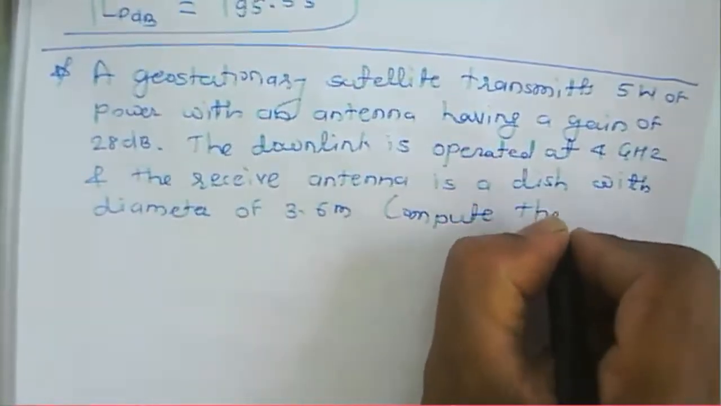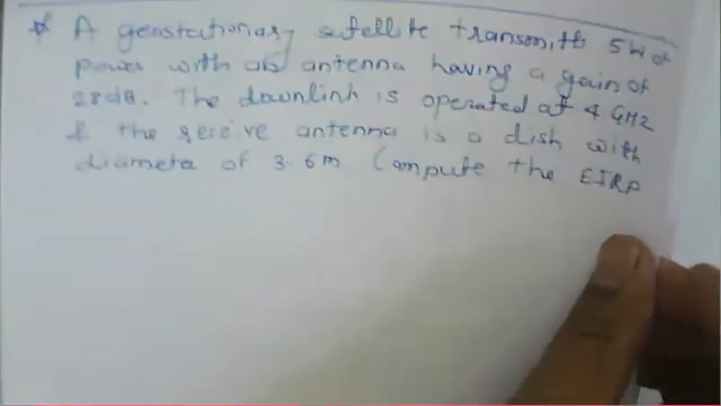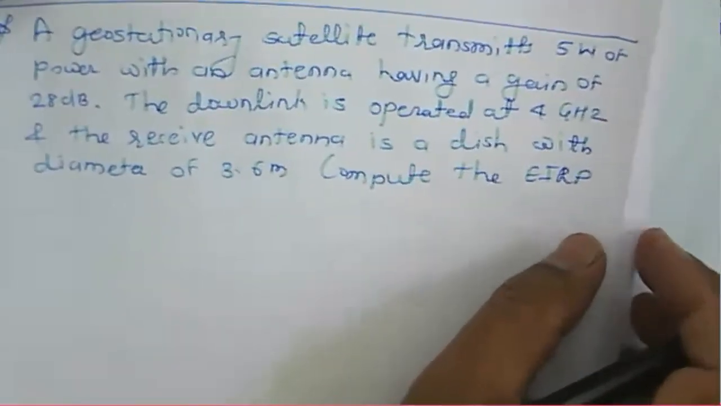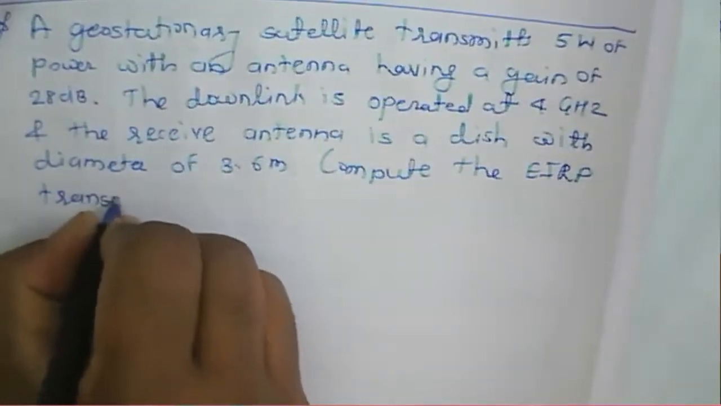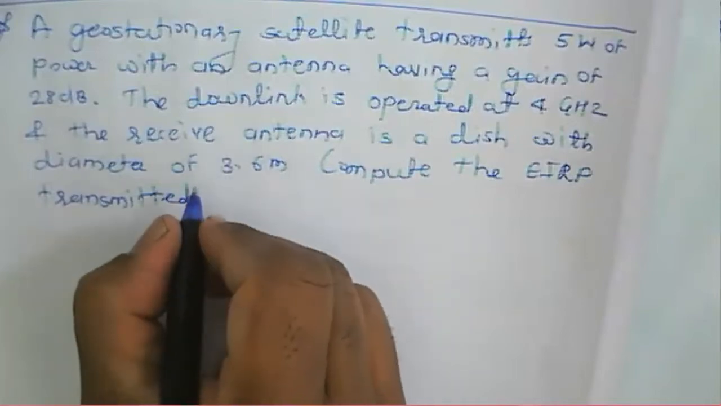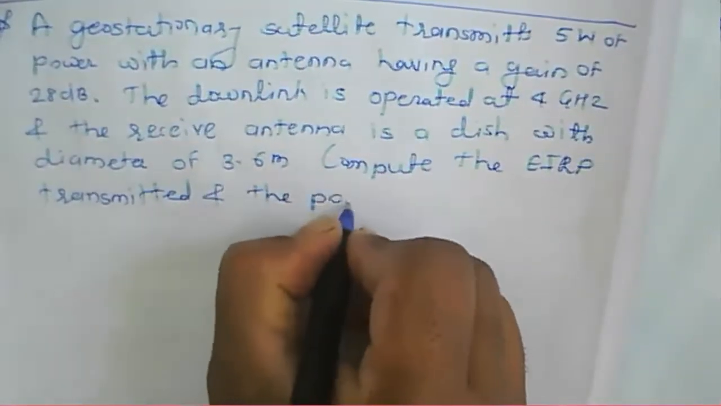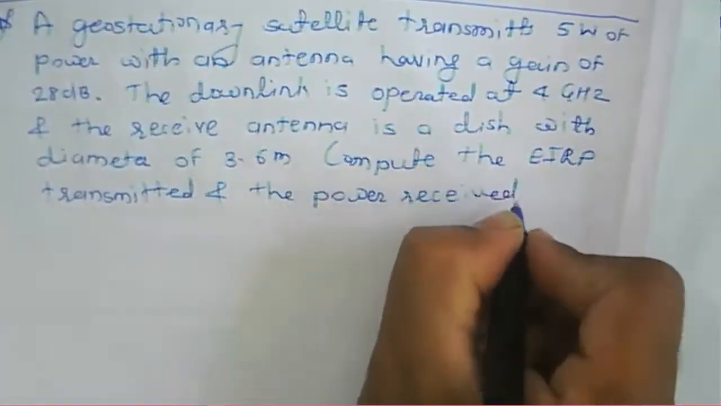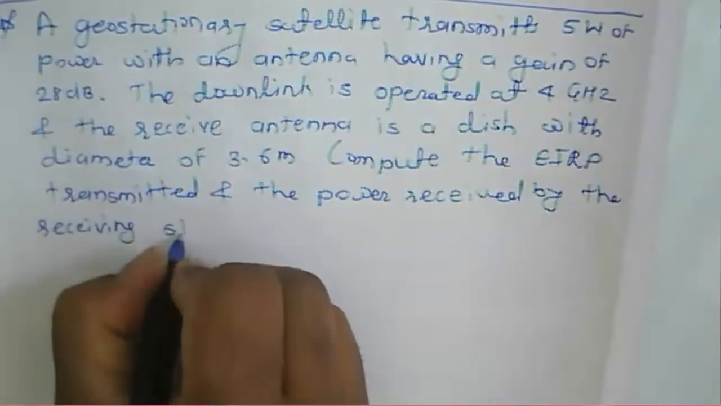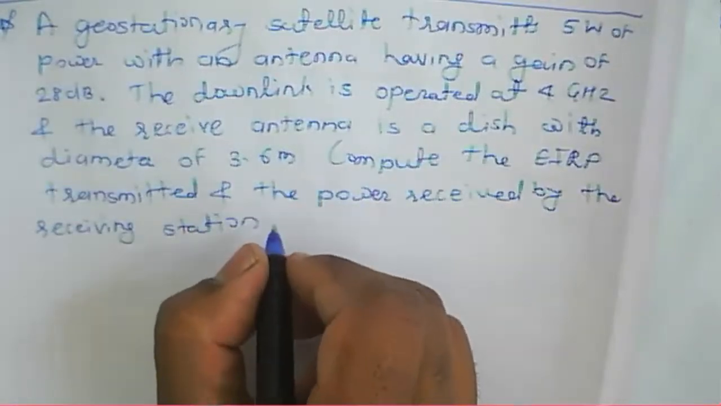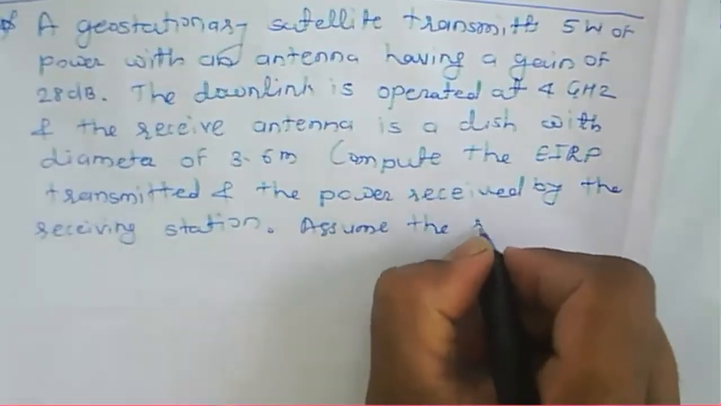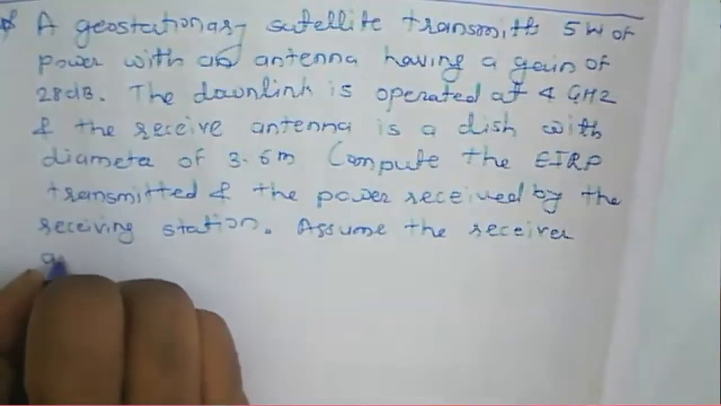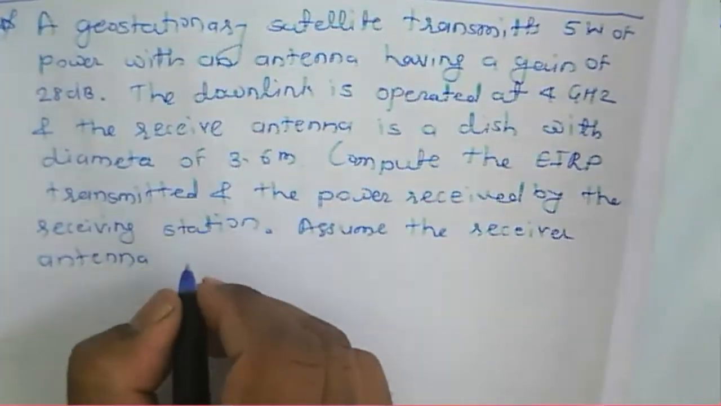Compute the EIRP transmitted and the power received by the receiving station. Assume the receiver antenna efficiency.